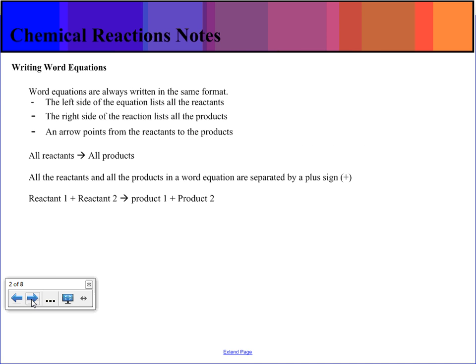Writing word equations. Word equations are always written in the same format. The left side of the equation lists all the reactants, and the right side lists all the products. An arrow then points from the reactants to the products. All reactants and all products in the word equation are separated by a plus sign. So we have reactant 1 added to reactant 2 will produce product 1 and product 2.